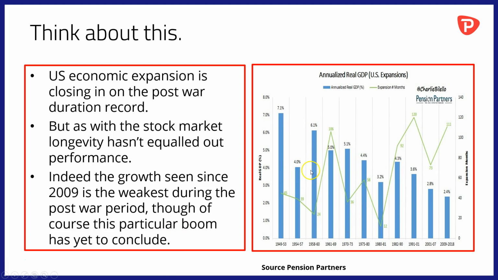And here's a very interesting chart from Pension Partners mapping out the post-war boom periods that we've seen since 1949 and comparing them to the ongoing one here. You can see the annualized growth that we've seen in all of these moves and the duration of the booms plotted here in the green line.